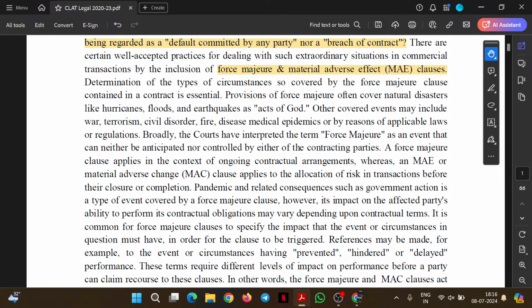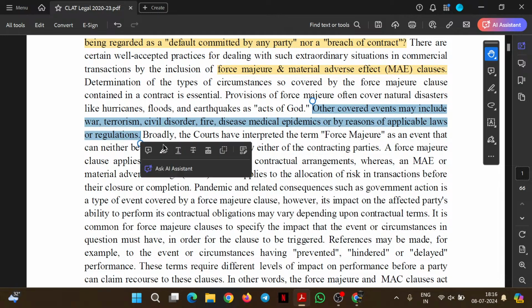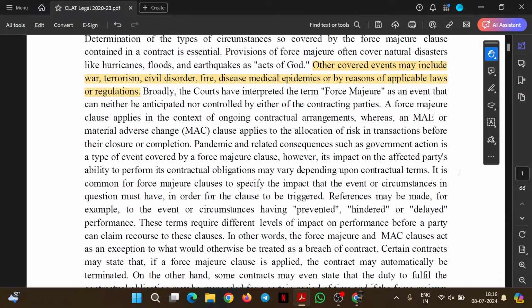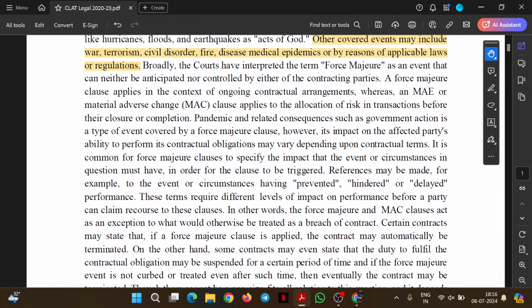We can underline it before we move ahead. And we must focus upon the word that they may include. They may not. Let's move ahead. Broadly, the courts have interpreted the force majeure as an event that can neither be anticipated nor controlled by either of the contracting parties. So here we find what is the meaning of the force majeure clause.